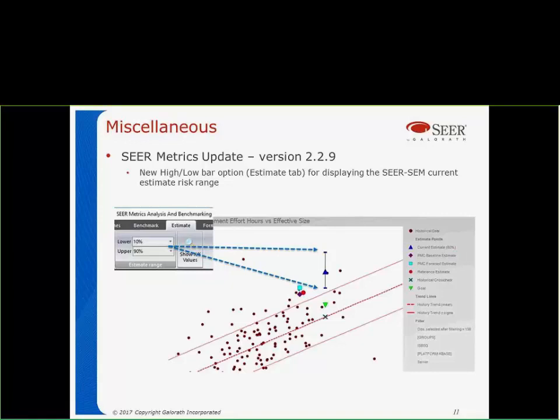So in this screenshot, what we have now is it displays the current estimate, which is the blue triangle you see in the screenshot. It not only displays the current estimate, but it can now display the range of the estimate. This is like the confidence level, so 10% to 90%. So I'm going to show you a quick example.